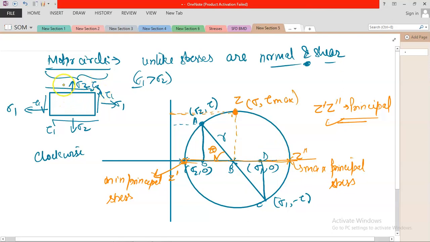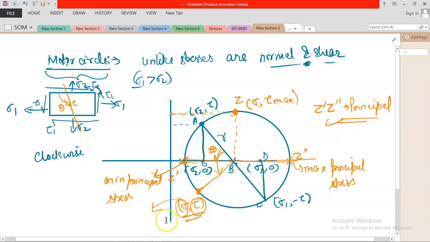Now if you need to find the stress at any plane, suppose in theta direction, what is the normal stress and shear stress at this plane? What is the angle of orientation? It is coming in anti-clockwise direction, so rotate anti-clockwise by 2 theta. Suppose this point is coming here. This is the point at the cutting edge, suppose sigma comma tau. The sigma and tau values are the corresponding normal and shear stress at this plane.